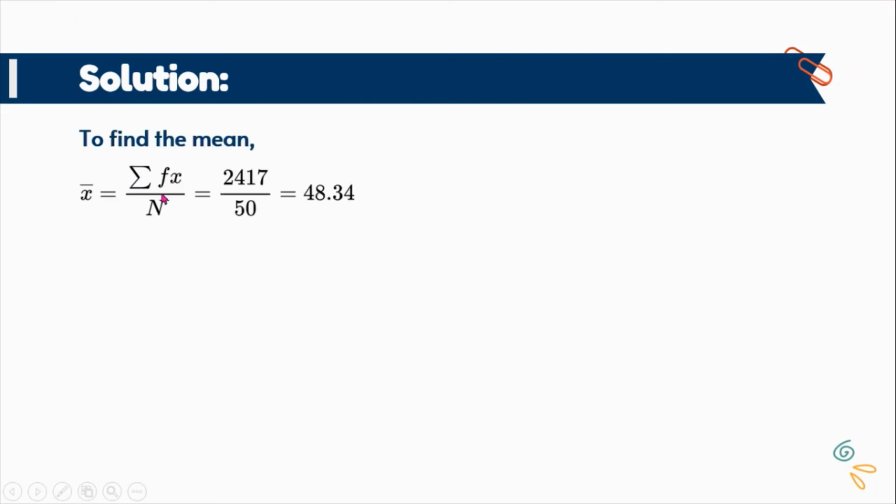To find the mean, using this formula, bar x is equal to the summation of fx all over n. So by substitution, the summation of fx is 2417 divided by the total frequency n, that is 50. So 2417 divided by 50, that's 48.34. So the mean is 48.34.